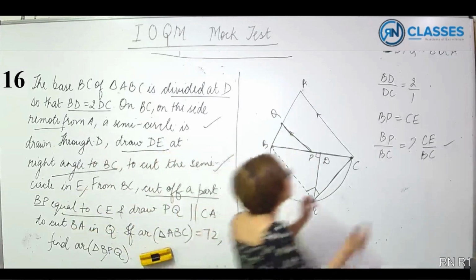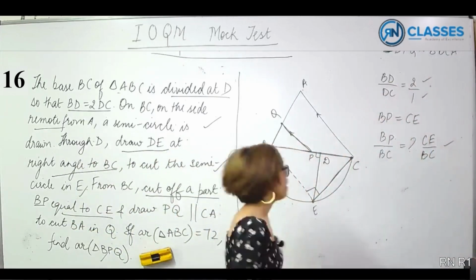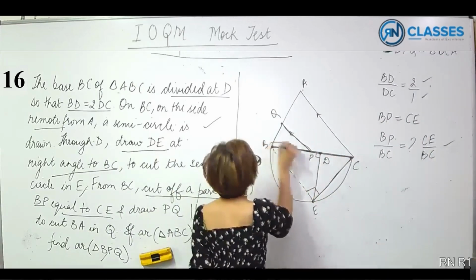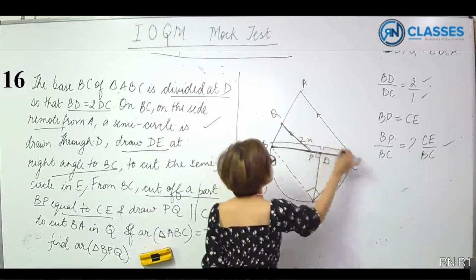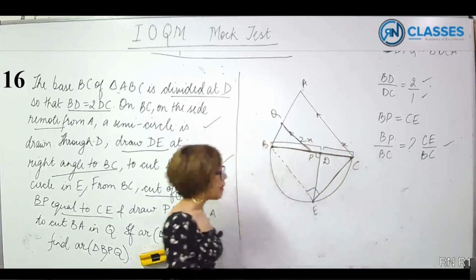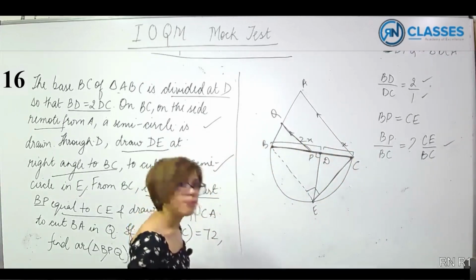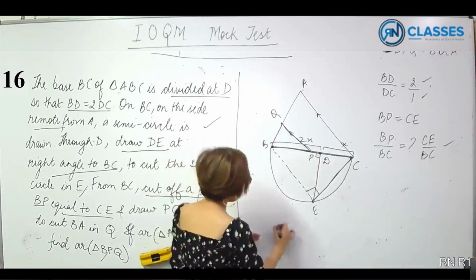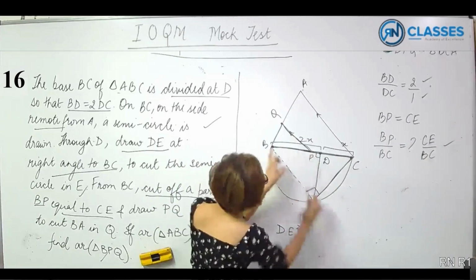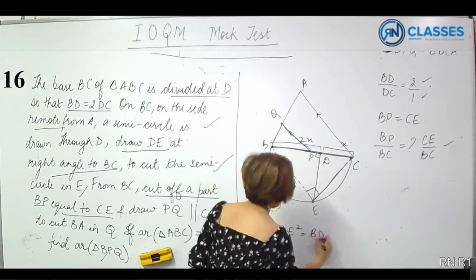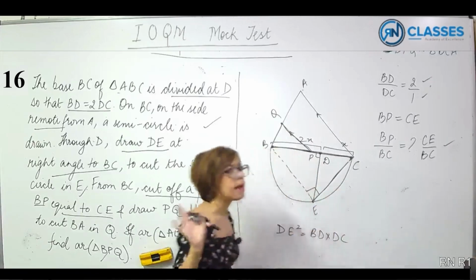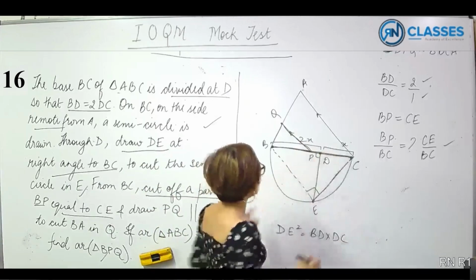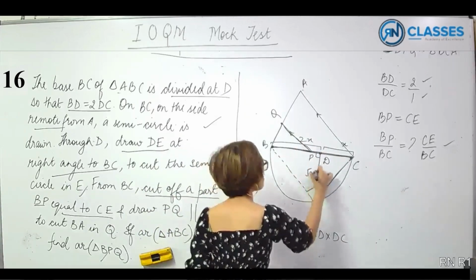Also, till now I have not utilized this 2 by 1. This is 2 is to 1. So maybe if this length is 2x, this length is x. Okay, what else can I use? Now, this is 90, this is 90. We've already proven so many times that DE square is equal to BD into DC. Using similarity, we can do that. So DE square will turn out to be 2x square, so this becomes root 2x.